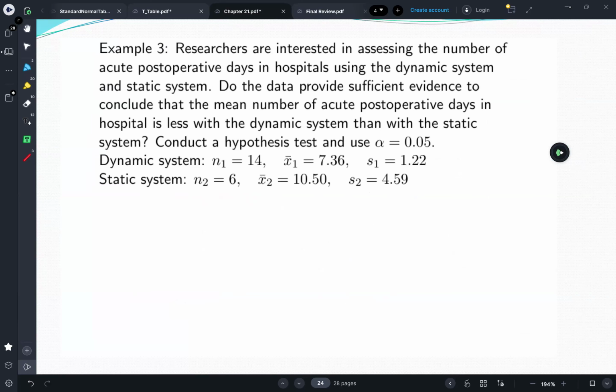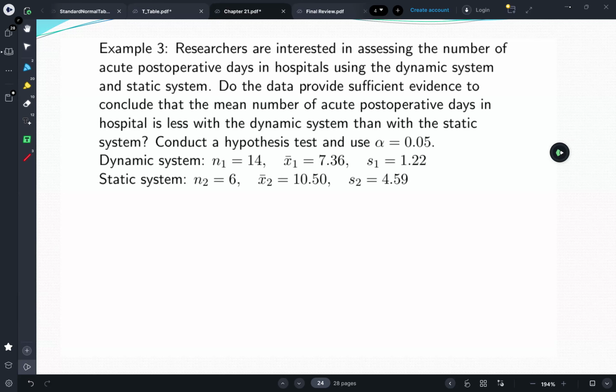So the number of acute post-operative days in a hospital, using a dynamic system and the static, the data provides sufficient evidence to conclude that the mean or average number of acute post-operative days in hospital is less with the dynamic system than with the static. So dynamic means get up and get moving. Don't just lie. And the static is rest. Take it easy, right?